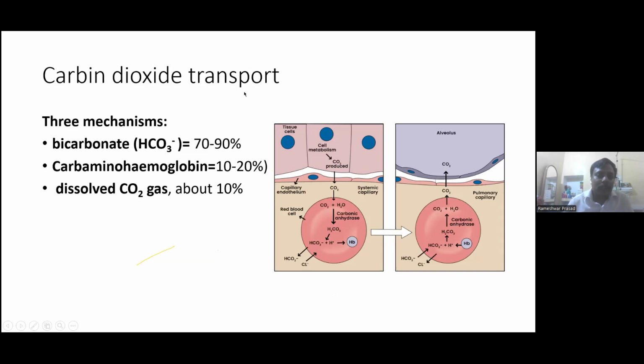About carbon dioxide transport, there is not much to say. There are three ways carbon dioxide is transported. One is bicarbonate, second is carbamino hemoglobin, third is dissolved carbon dioxide. The maximum carbon dioxide is transported by way of bicarbonate, 70 to 90%, then 10 to 20%, and 10%.